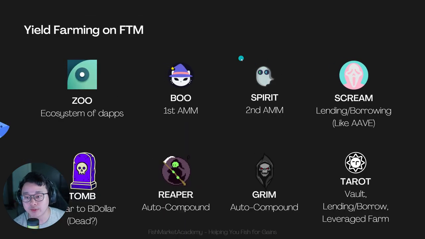Okay, so yield farming on FTM, there are a couple of standard apps, so we'll just go through the more standard ones in this video. Mainly, we'll go through Zoo, Boo, Spirit, Scream, Reaper, Grim, and Tarot. These names are all related to ghost themes because it is, after all, in the Fantom ecosystem. So let's take a look.